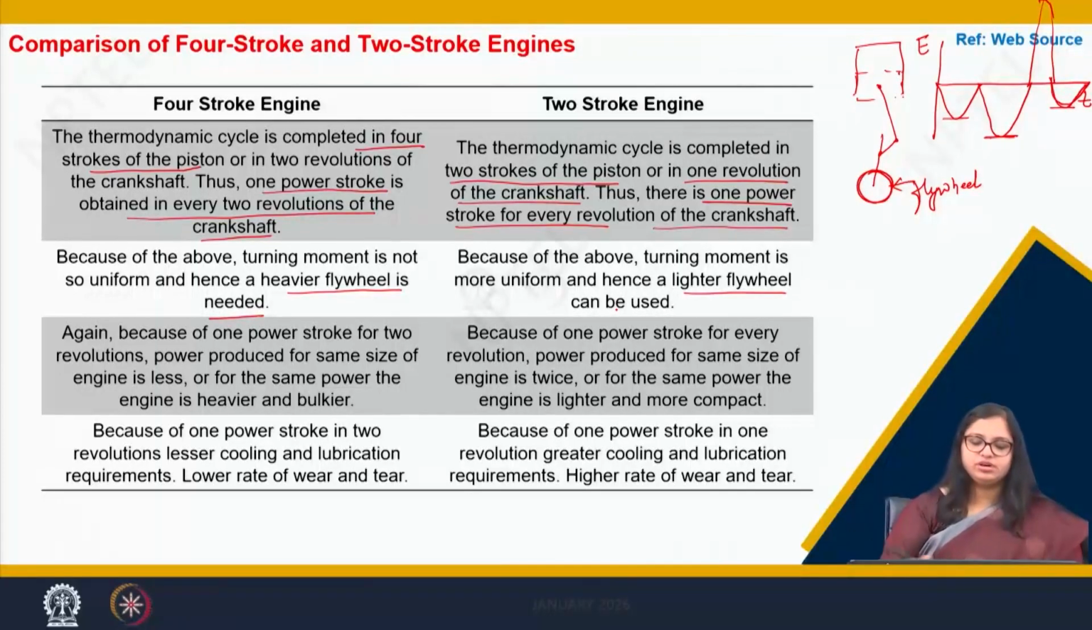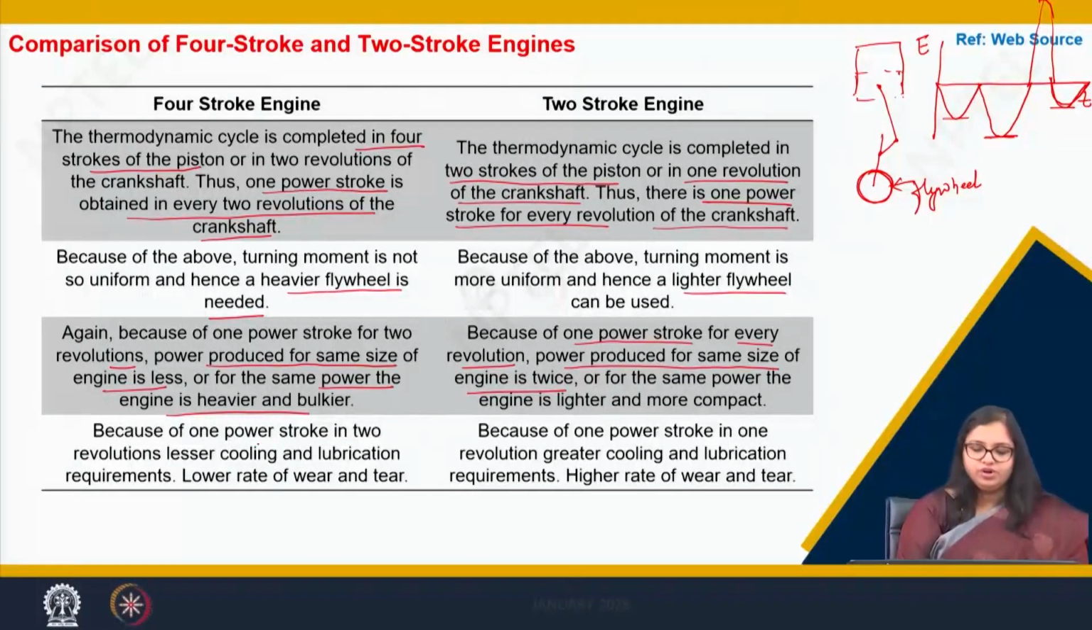Again, because of 1 power stroke for 2 revolutions, the power produced for the same size of the engine is less, and for the same power the engine is heavier and bulkier. However, in a 2-stroke engine we have 1 power stroke for every revolution, so the power produced for the same size of the engine is twice, and hence for the same power the engine is lighter and more compact.